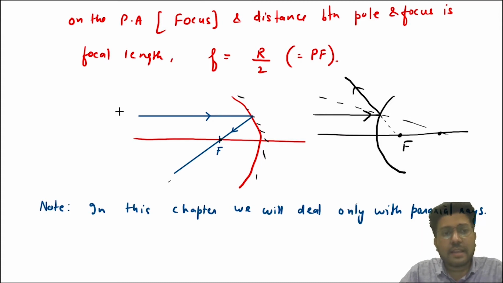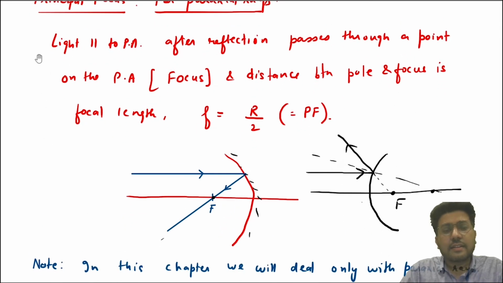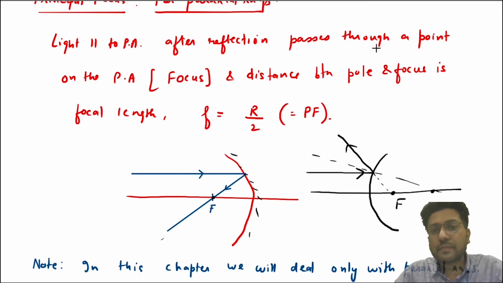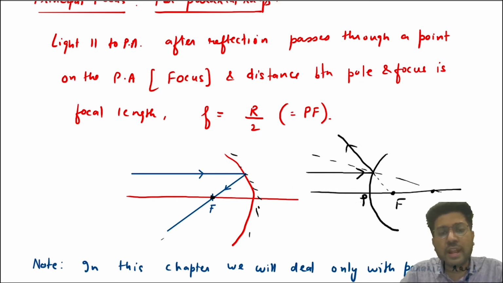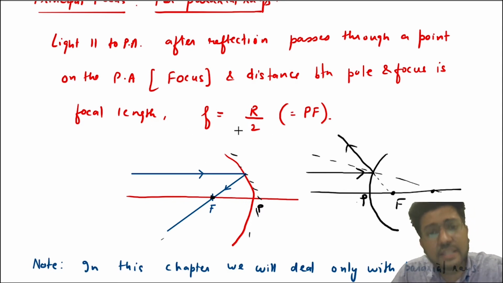So that is why you say that light which is parallel to the principal axis, after reflection, passes through or appears to pass through a point on the principal axis. This is the point on the principal axis. This point is called focus, and the distance between pole and focus is called the focal length, and the focal length for paraxial rays is r by 2.